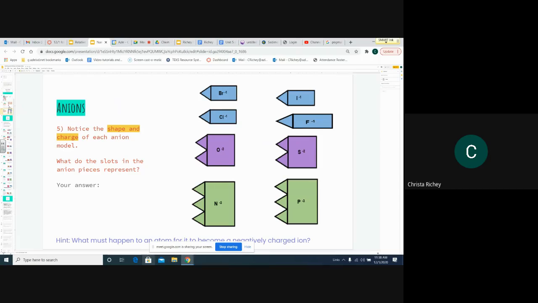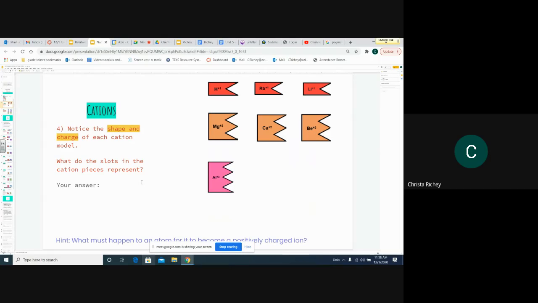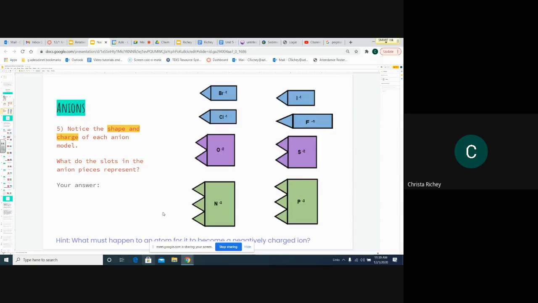Okay, so same thing with the anions. Oh, let me go back. With a cation, are they giving away electrons or are they accepting electrons? If they're positive, they're giving them away, okay? Because the answer is almost the same for anions. Yeah, you're dealing with the movement of electrons, but do anions give them away or do they bring them in?